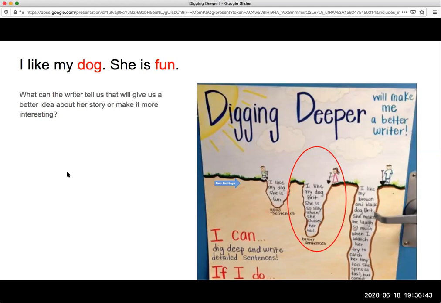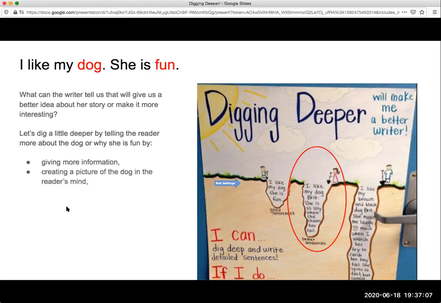What can the writer tell us that will give us a better idea about her story or make it more interesting? Let's dig a little deeper by telling the reader more about her dog or why she is fun. We can do this by giving more information. We can do it by creating a picture of the dog or of the fun in the reader's mind. We can give a reason or example of why the dog is fun. Let's start by giving the reader more information about the girl's dog.